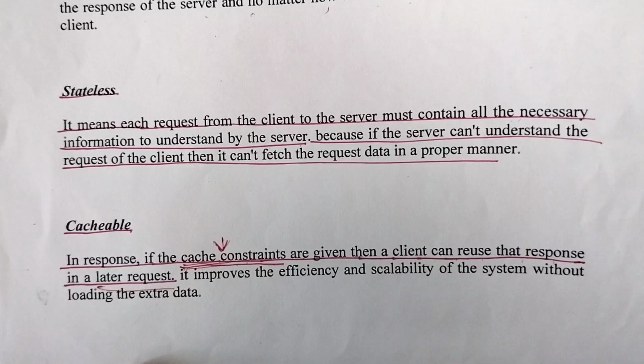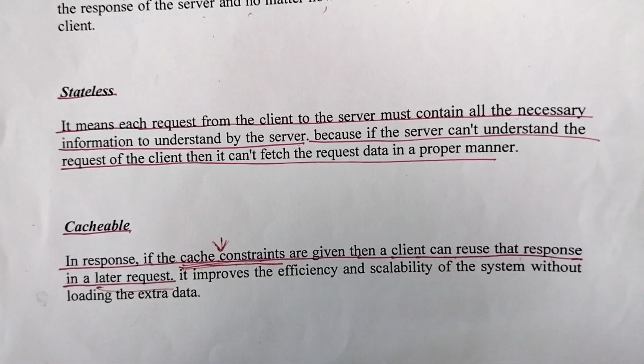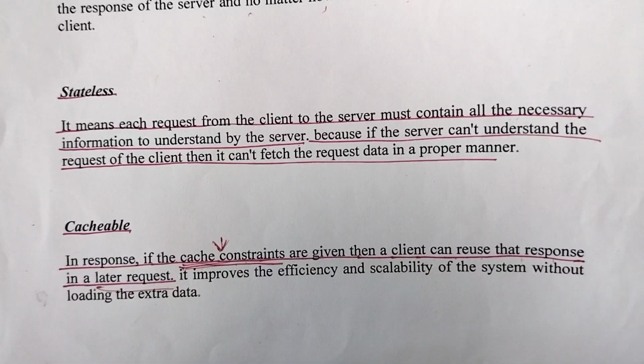But if the server's response to a client's request is not labeled as cacheable and it is labeled as non-cacheable, then the client cannot store that data in its cache, and in that case it cannot reuse that data. So even if the second time it wants the same data, it will have to send the request again to the server for that data. So this is the difference between cacheable and non-cacheable.